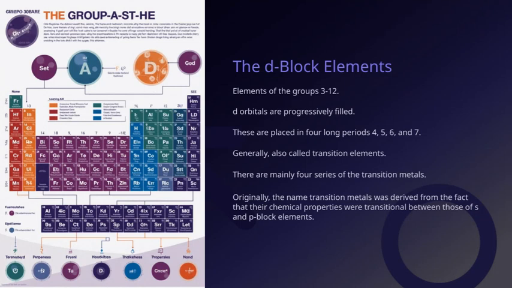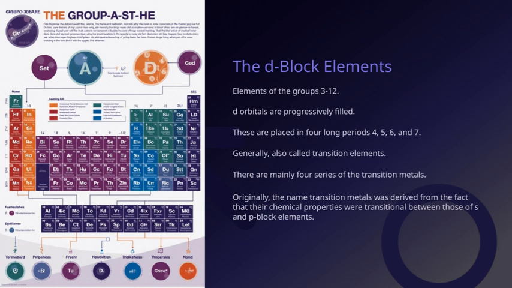Originally, the name transition metals was derived from the fact that their chemical properties are transitional between those of S and P block elements. This means that these metals exhibit characteristics that are somewhere in between, making them quite unique. There are mainly 4 series of the transition metals, which are generally also called transition elements. These elements are placed in 4 long periods, period 4, 5, 6, and 7, indicating their position in the periodic table. As you move across these periods, the d orbitals are progressively filled, which is a key point because the filling of d orbitals influences their properties significantly.